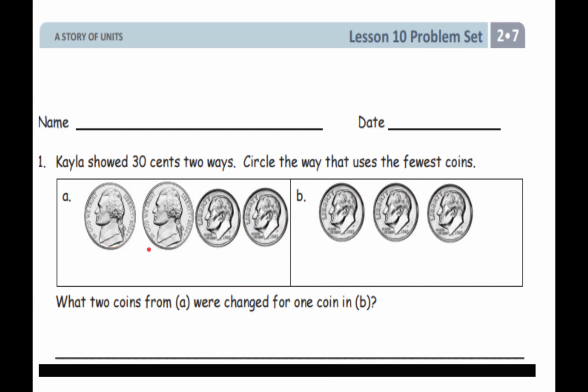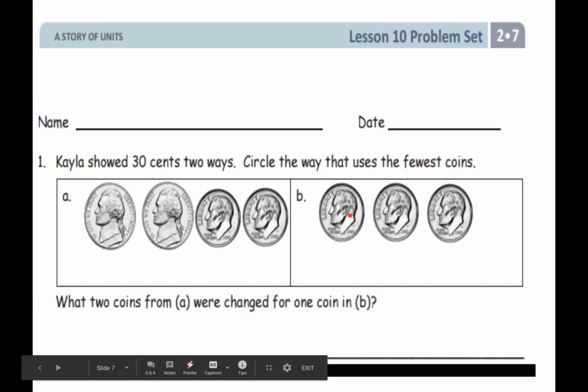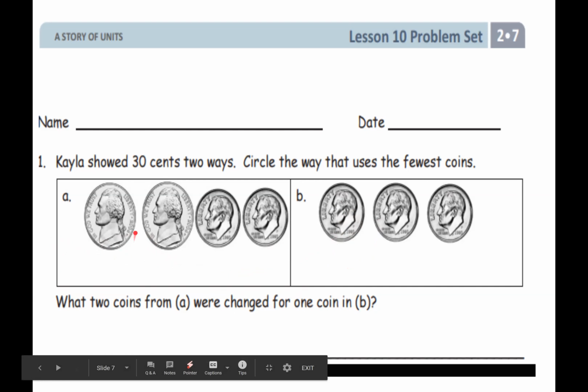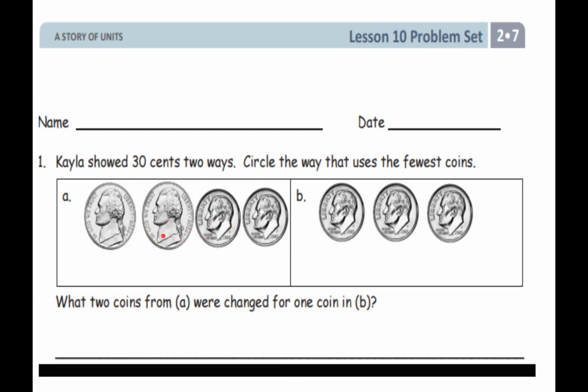So instead of having 2 nickels make 10 cents, I can exchange those. I can take them out and instead put in a dime, because a dime is 10 cents. So a dime is equal to 2 nickels. But a dime is a higher value coin. So if I want to have the fewest coins, I can trade my smaller coins, or my coins with less value, 2 nickels, for a dime. Now remember, even though nickels are bigger than dimes, dimes have 10 and nickels have 5. They have a lower value.